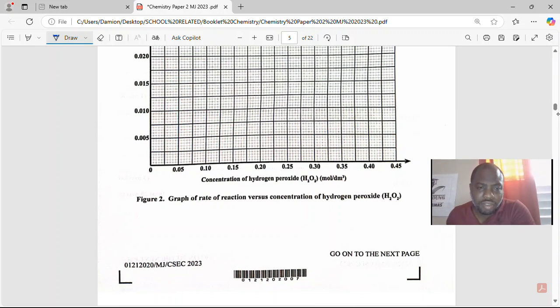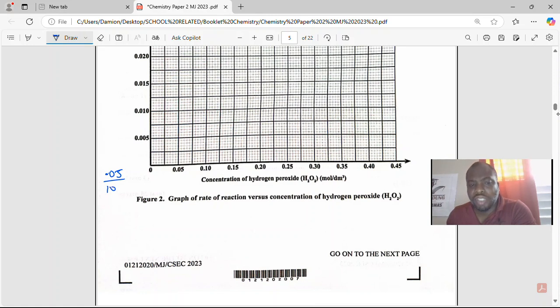So on this axis, watch me now. It is 0.05 divided by 10. Not true? Because we want to find out how much each of these little strokes represent. So what is this going across? I'm just showing you a quick way to deal with the points on the graph, or get to the points on a graph.